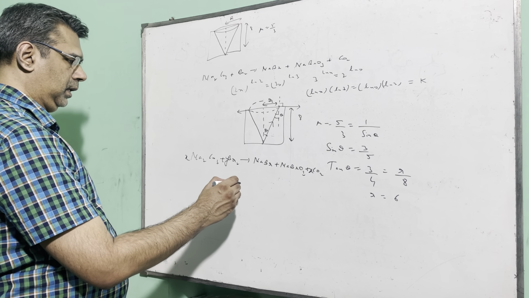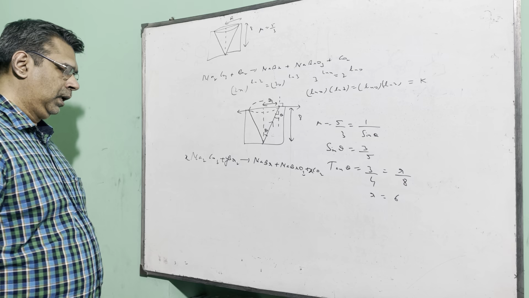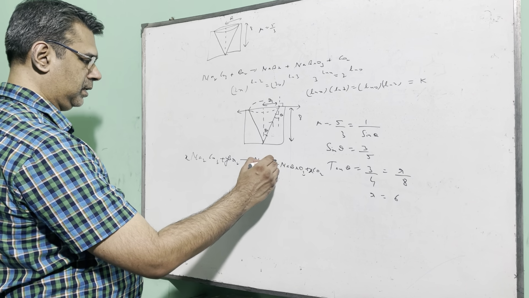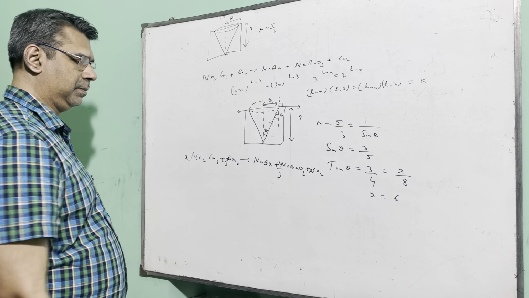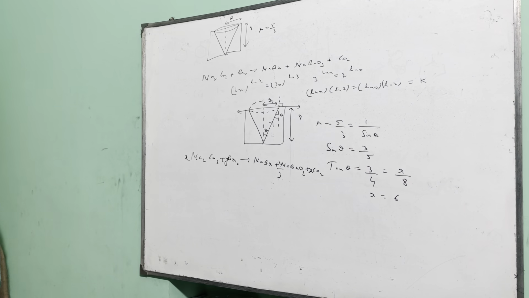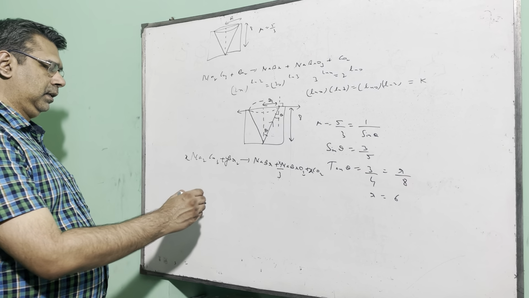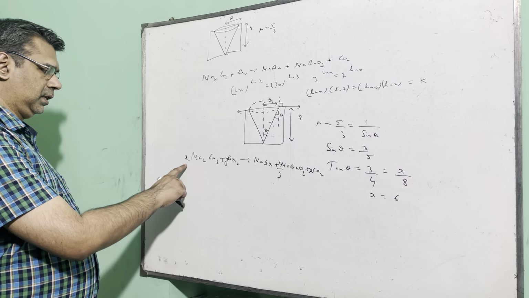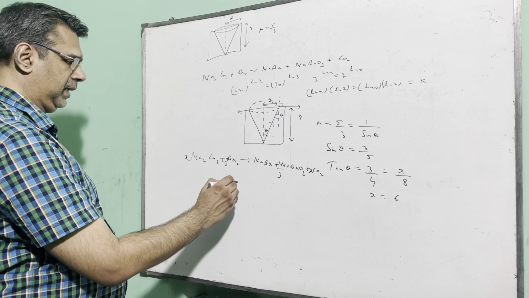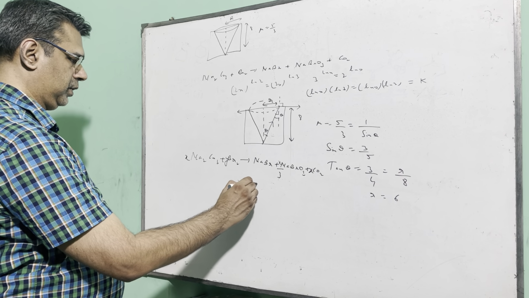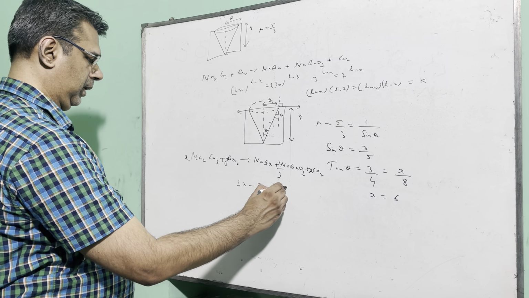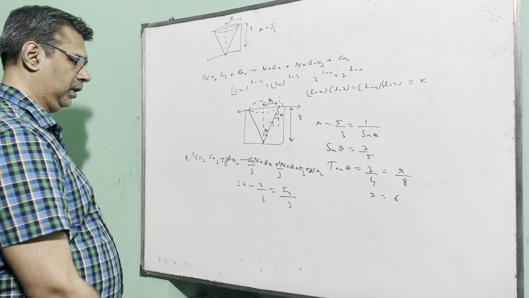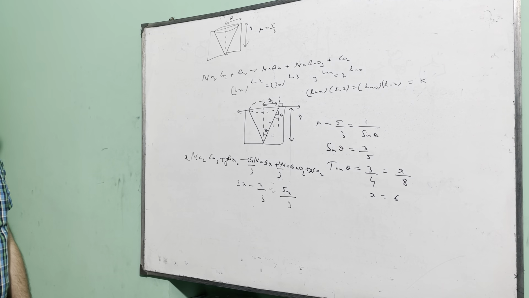Now what about oxygen? Oxygen is 3x over here, and here it is 2x. So there will be an x by 3 over here. So that will take care of oxygen. And now we have sodium. Here sodium is 2x, here it is x by 3. So here the coefficient will be 2x minus x by 3, that is 5x by 3. So the coefficient over here will be 5x by 3.